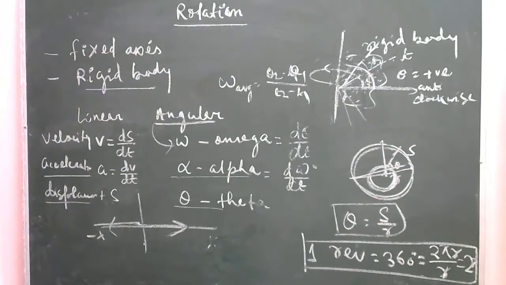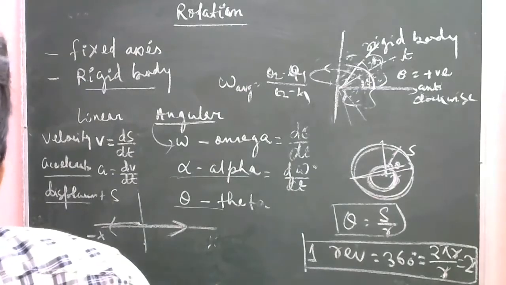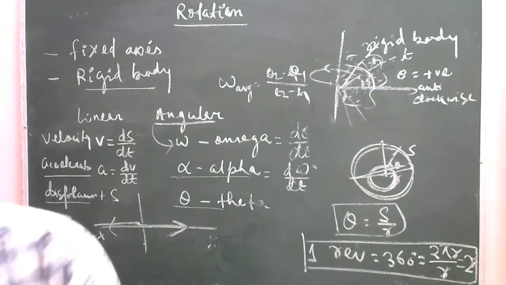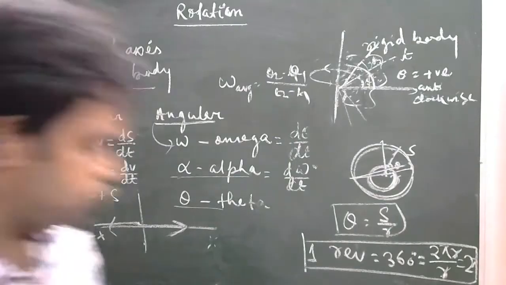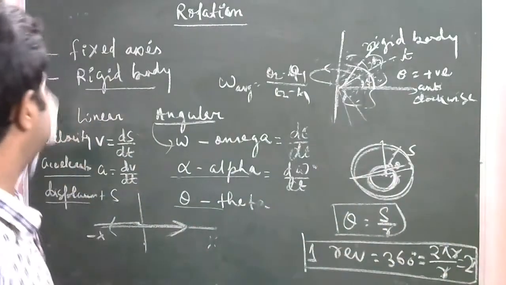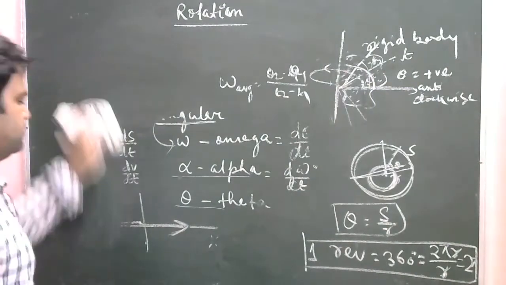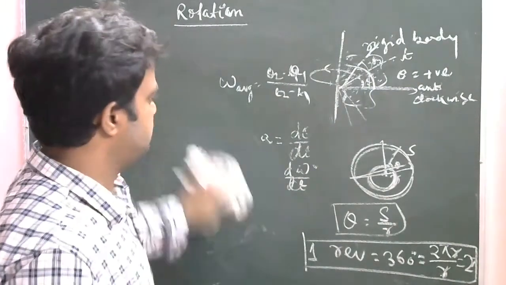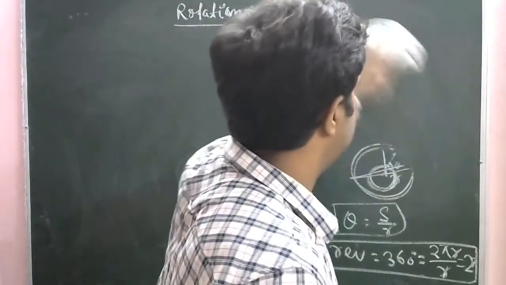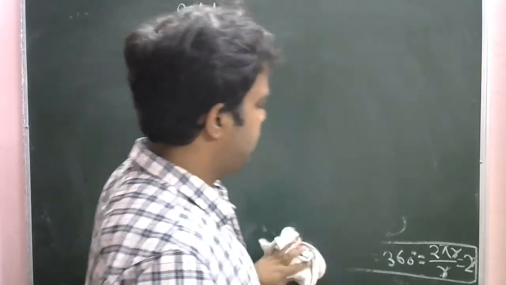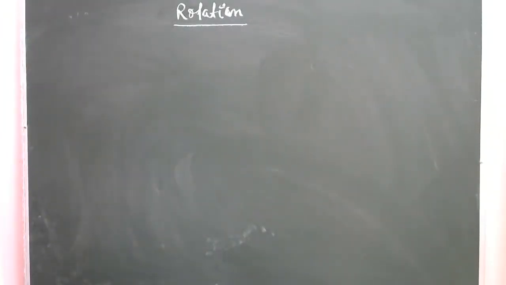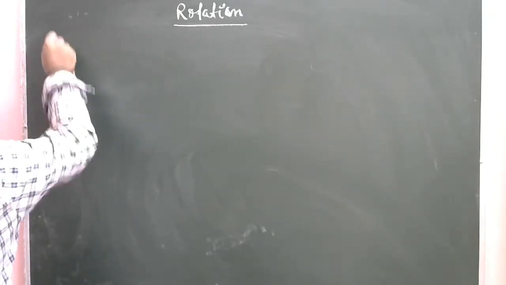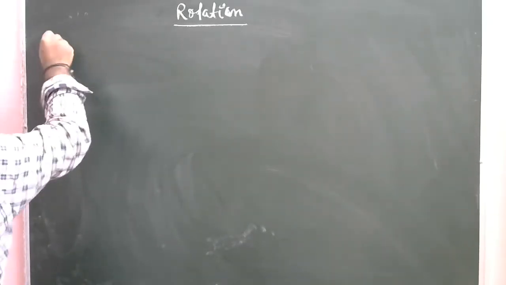So we have solved this type of problem in linear cases. Now we'll discuss this problem in case of angular motion. So the problem is, angular acceleration is given. Angular velocity is derived from angular acceleration.